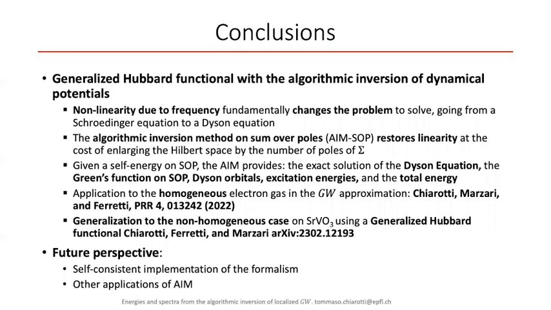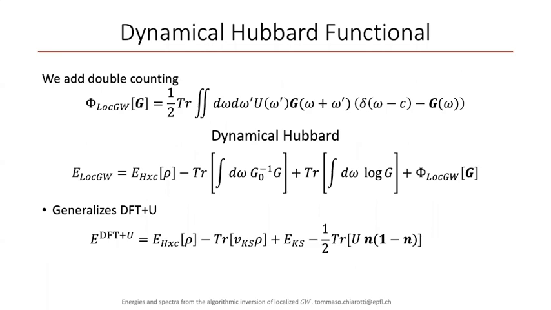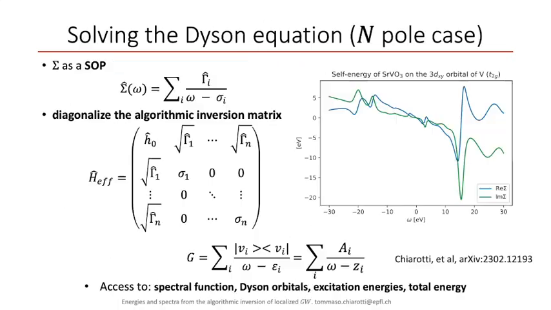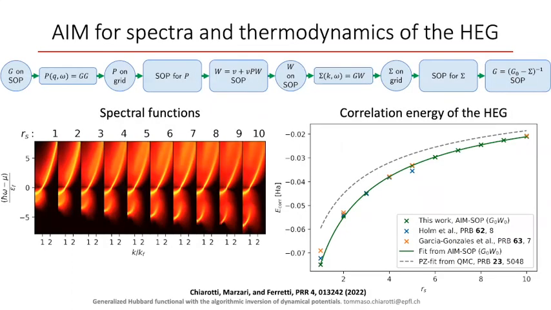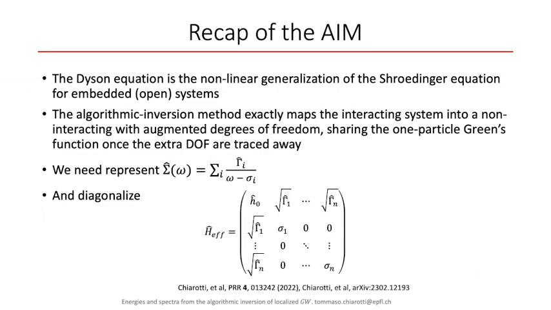So maybe I can start. If I understood correctly, in the second part of your presentation, where you introduced the algorithmic inversion method, it was more of a proof of principle because you used the GW self-energy. Yes, in this application, we used the GW self-energy to do the actual calculation. So this is a proof of principle, correct. Now with the algorithmic inversion method, the self-energy can come from any function of the Green's function. It can be GW, it can be localized GW, it can be whatever. The point is that if you represent it as a sum of poles, you get the solution of the Dyson equation, for instance, by diagonalizing a matrix.